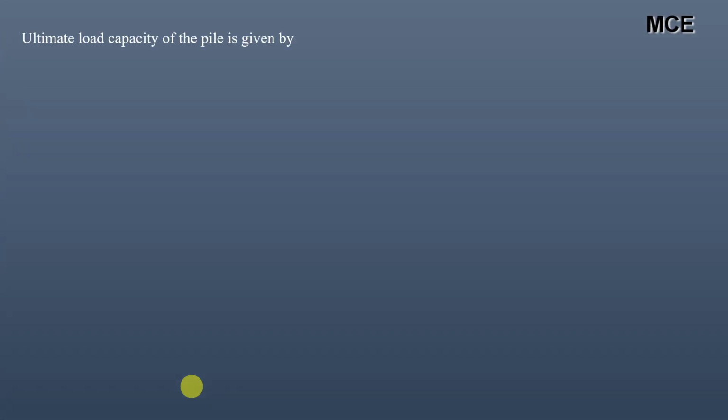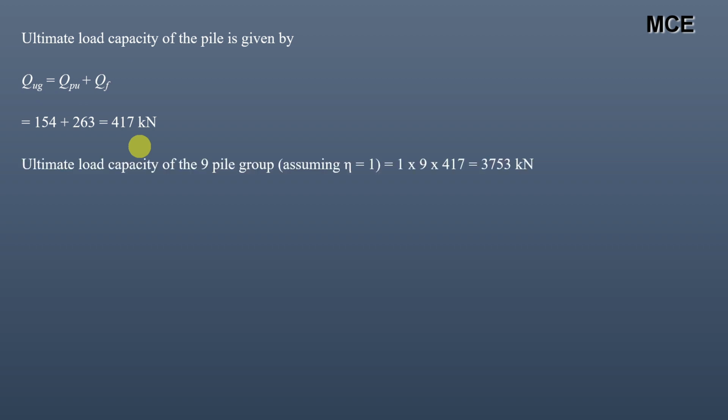So the ultimate load capacity of the single pile will be point bearing resistance plus skin friction resistance. So it will be 154 plus 263, which is 417 kilonewton. This will be the ultimate load capacity of the single pile. Since we have to calculate the ultimate load capacity of the pile group, in sands, if the spacing between the piles is less, then the efficiency of the pile group will be less than 1.